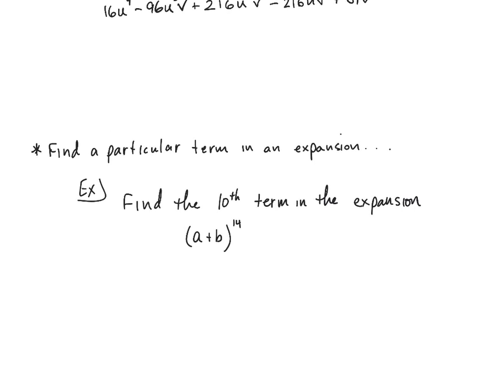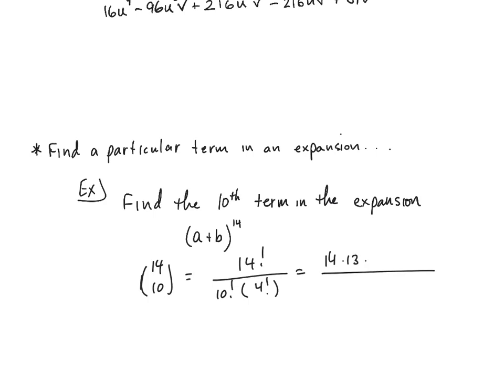So the binomial coefficient for the 10th term is going to be 14 choose 10. The formula says that's 14 factorial divided by 10 factorial times (n minus r) factorial, which is 14 minus 10, so that's 4 factorial. Now, you might get to a point where you don't need to write this all out, but just to illustrate it, this 14 factorial, remember, is 14 times 13 times 12 times 11 times 10.